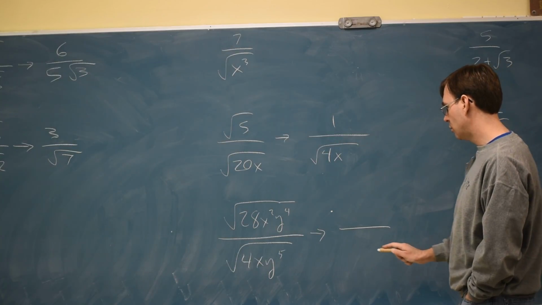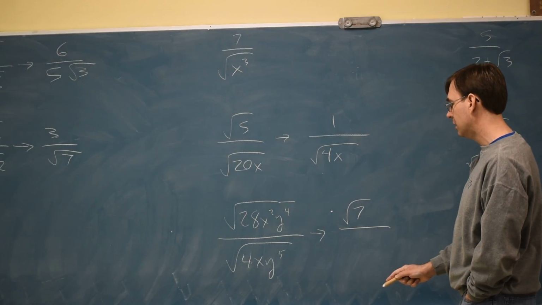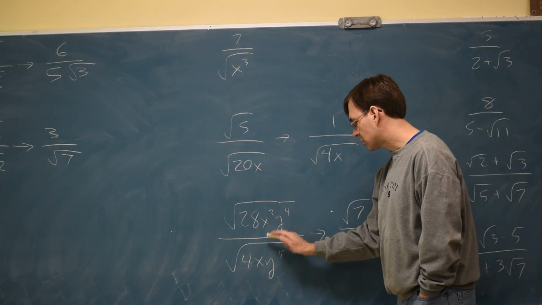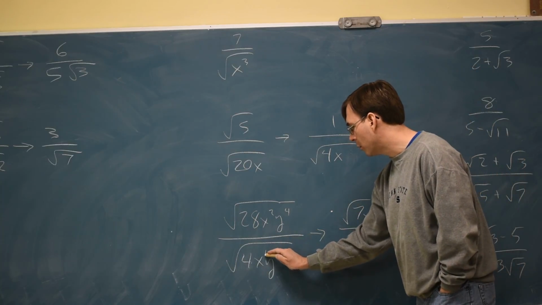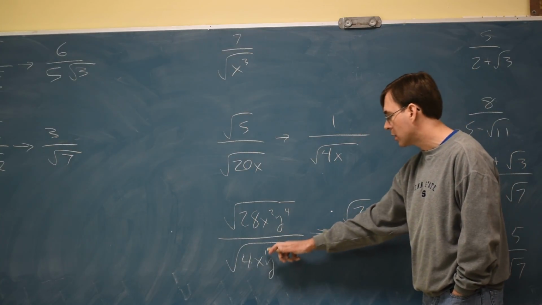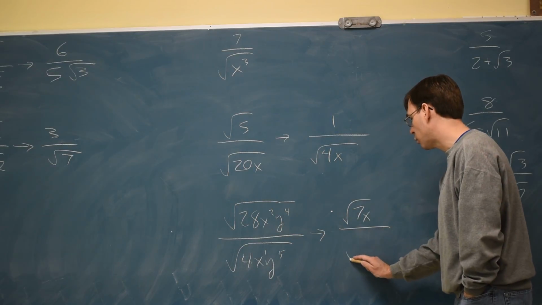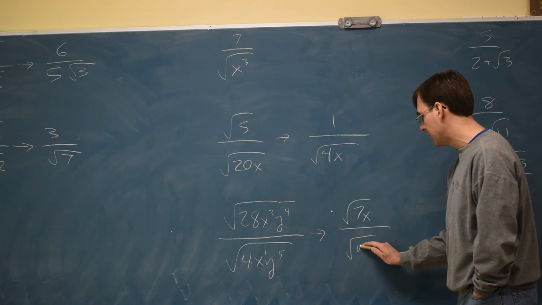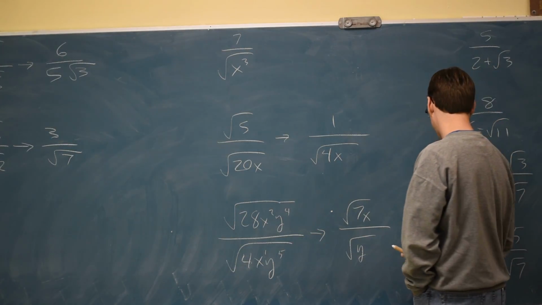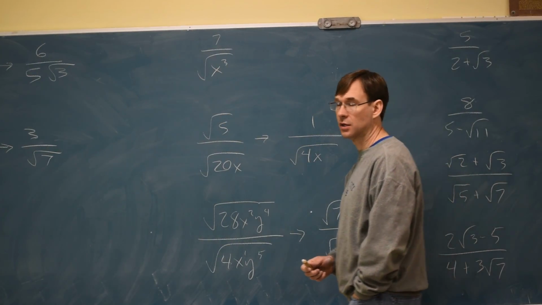This I could do some work. The 28 can divide the 4 to leave a 7. The x squared could divide the x to make an x. Remember, when we divide, we subtract powers, and that has an invisible 1. The y's, there's one more of them on the bottom, so for the y's, I could leave a y on the bottom. And then I'm kind of out of luck on the rest of those for that.